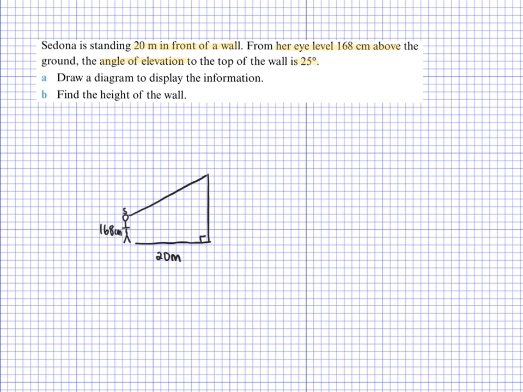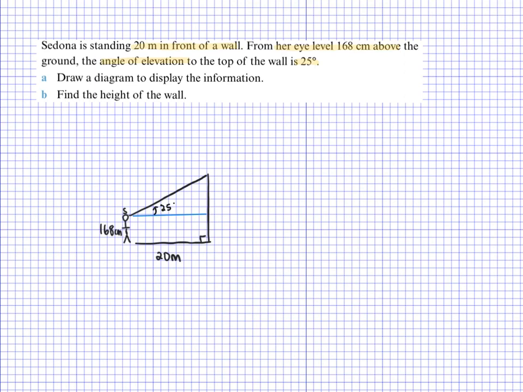Now, the angle of elevation to the top of the wall is 25 degrees. We know angles of elevation have to go from the horizontal up. At the moment, we don't have that. We actually don't have a triangle. So we're going to add in a horizontal here at her eye level. Now I can put the angle of elevation up to 25 degrees here.